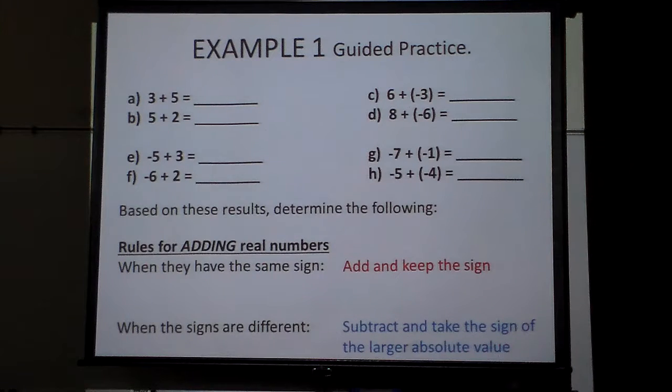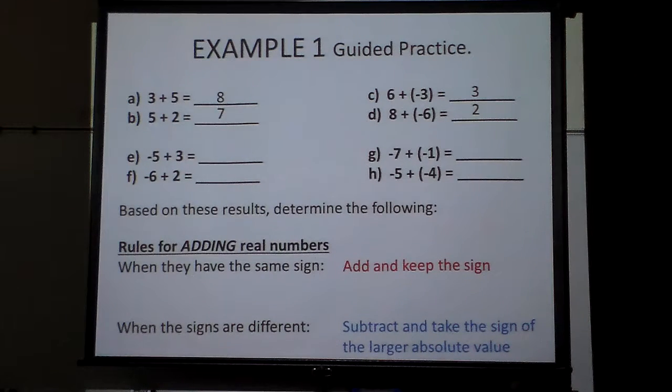So let's try these on our own without all the other stuff. 3 and 5, are they same or different? Same, so add, and you get 8. Look at B, are they same or different? Same, so you add them, and you get 7. Look at C. Are they same or different? Different. So am I going to add or subtract? Subtract. 6 minus 3 is 3. And which one's larger? 6, so it stays positive. So look at D. Are they same or different? Different. So I'm going to add or subtract? Subtract. And because the 8 is larger than 6, it's positive.